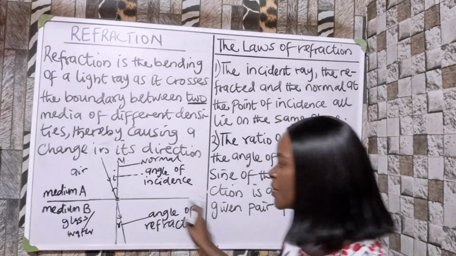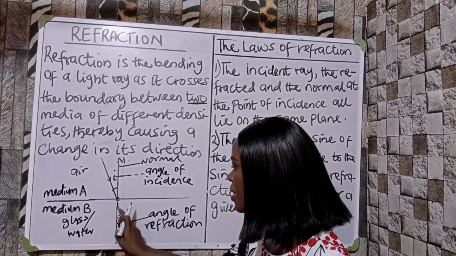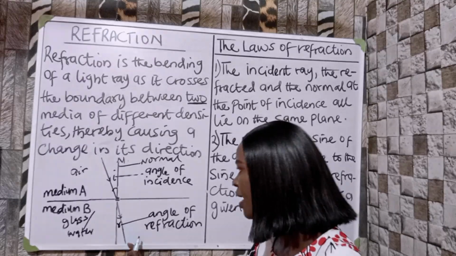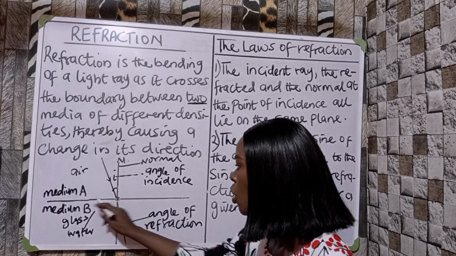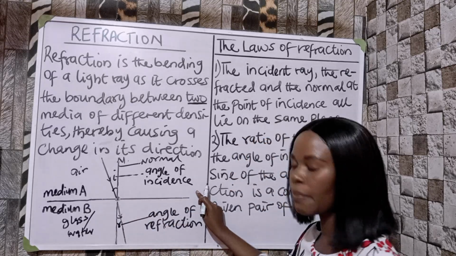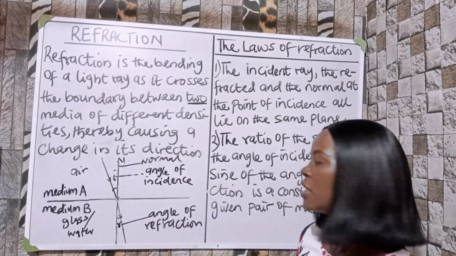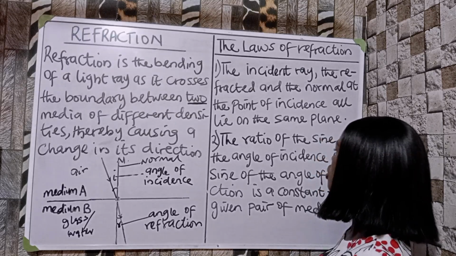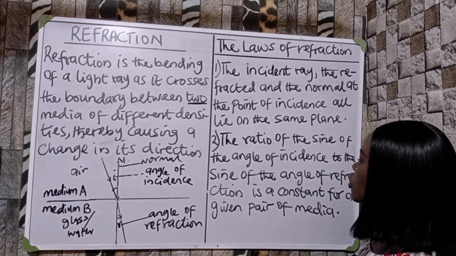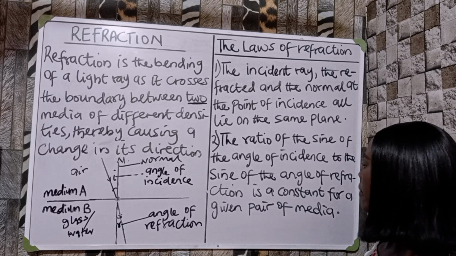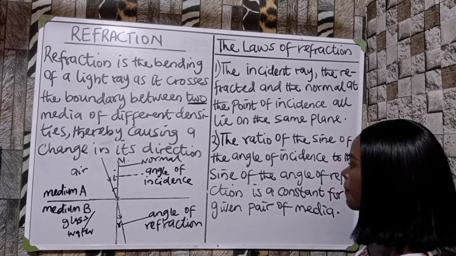Let me go again. The incident ray, the refracted ray, and the normal at the point of incidence all lie on the same plane. That is the first law. The second law says that the ratio of the sine of the angle of incidence to the sine of the angle of refraction is a constant for a given pair of media.